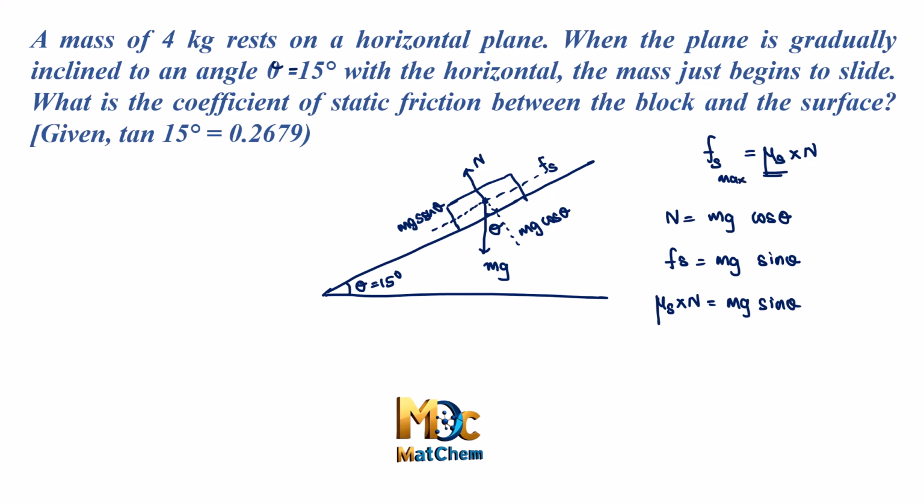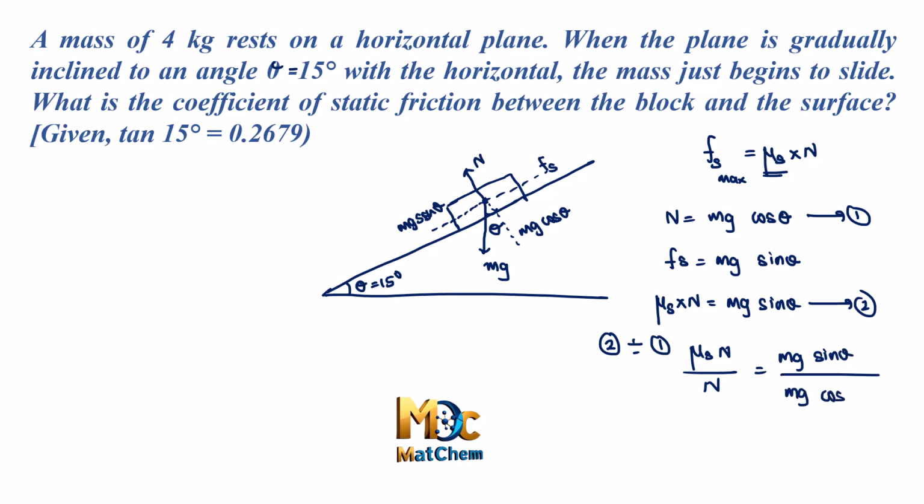What do you mean by Fs max? It is the maximum value of static friction. Let this be equation number 2, and let N equal to mg cos theta be equation number 1. We need to find the value of mu s, so divide equation 2 by equation 1. You will get mu s N upon N equal to mg sin theta divided by mg cos theta. mg cancels, sin theta by cos theta is tan theta. N and N cancel, therefore mu s is equal to tan theta.